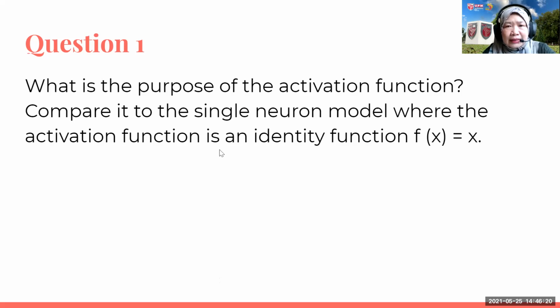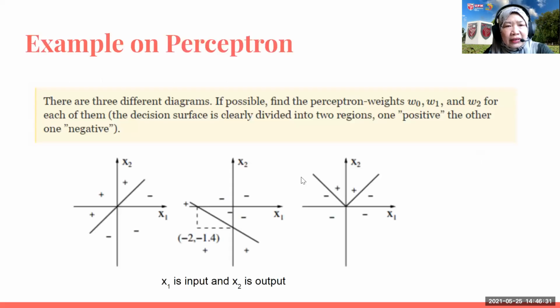So let's say we have a single neural model, meaning only one perceptron, and our activation function is f(x) = x. If you look at this, we have two inputs, x1 and x2.